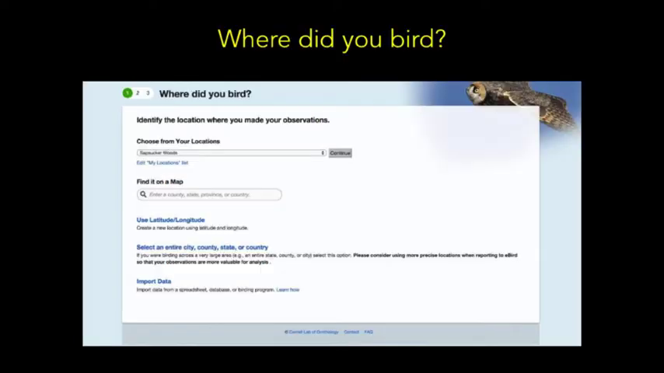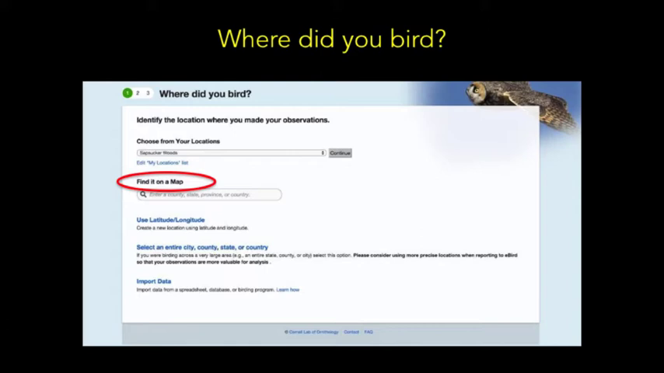Another way to do it, and this is a good way to go if you're in an area where you know people have been birding but you're not too familiar with it, is find it on a map. Now the example I've got here from Brian is Sapsucker Woods. That's where the Cornell Lab of Ornithology is.